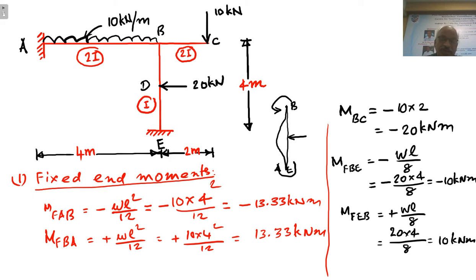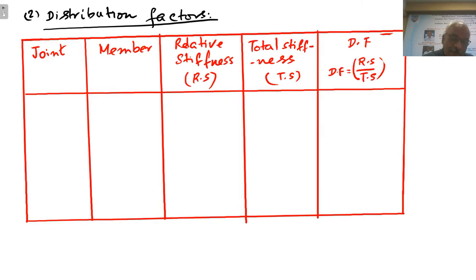So you have got members BA, BC and BE, right? So there is only one joint, namely B. The members are BA is one member, BC is another member, and BE is the third member.